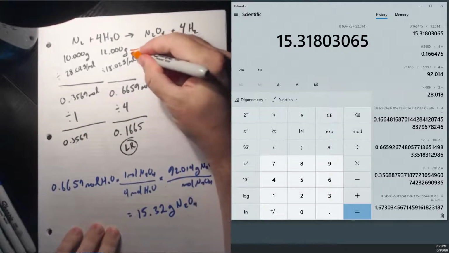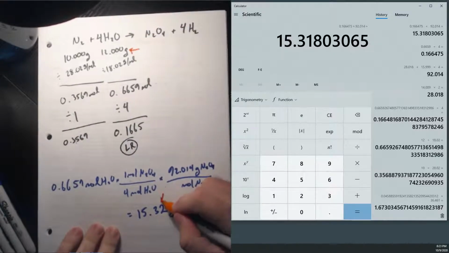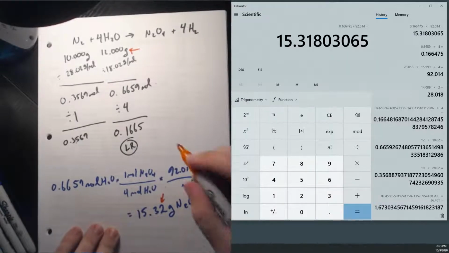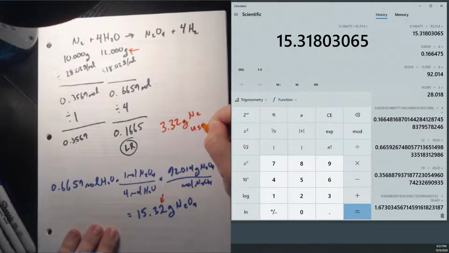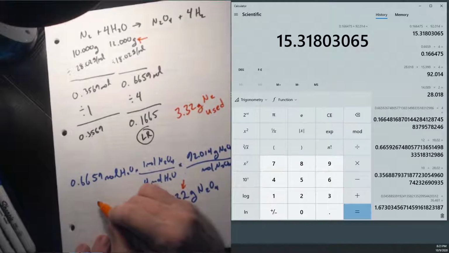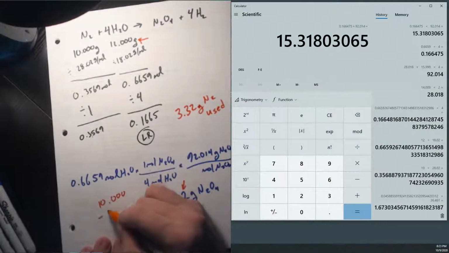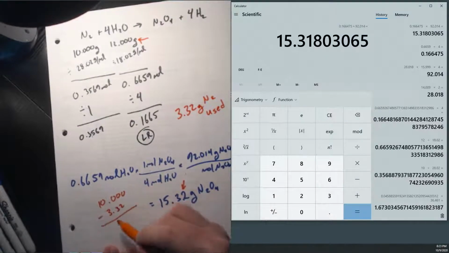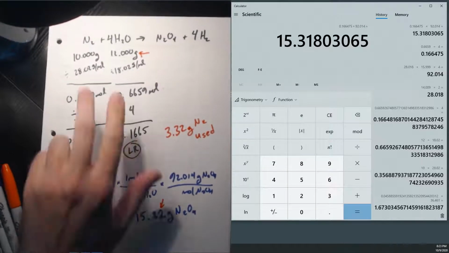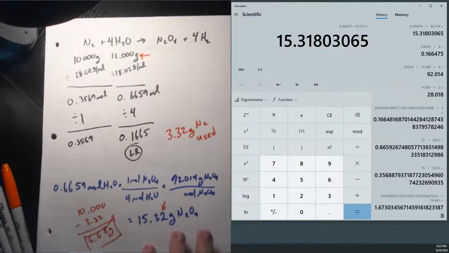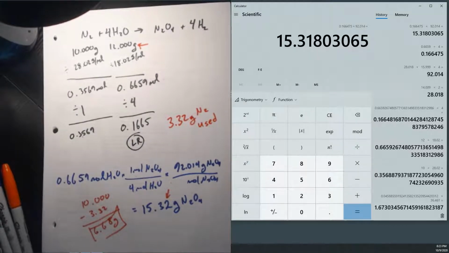So we started with 12 grams of water. We ended up with 15.32 grams of our product. So that means we used 3.32 grams of nitrogen in the reaction. So we started with 10, we used 3.32, we're left with 6.68 grams. That's something that you can do when you only have the 2 reactants. If you have more than 2 reactants, then you'd actually have to do stoichiometry and get a little bit fancier.